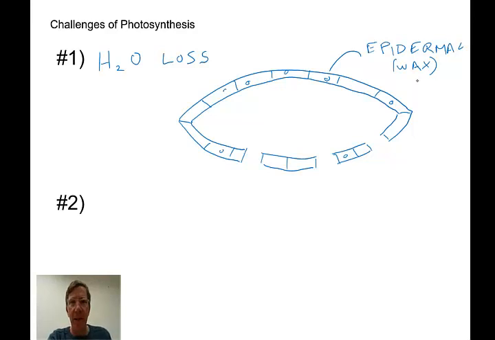Now, a little review here. I'm going to wait a second to let you think about this. Wax, as a molecule, is that hydrophobic or hydrophilic? Think for a second. So it's definitely hydrophobic, right? So what that means is because these cells are waxy, they are a barrier to water escaping through the epidermis of the leaf. However, there are these little openings down here at the bottom, and these are called stomata.